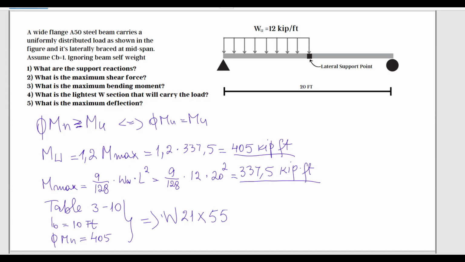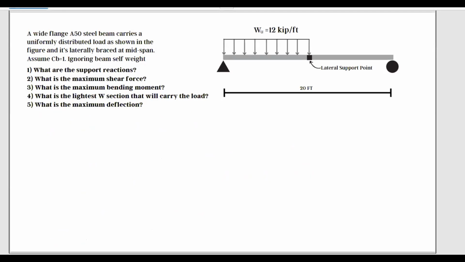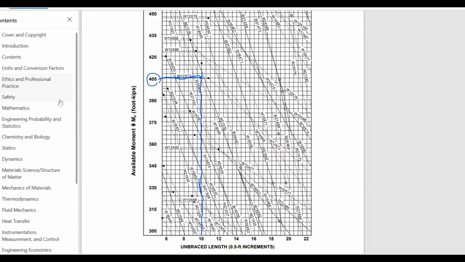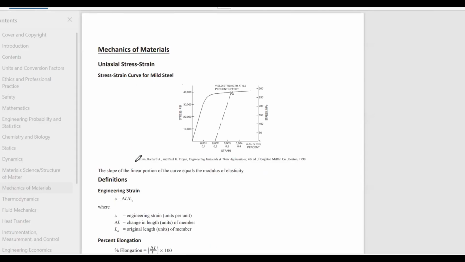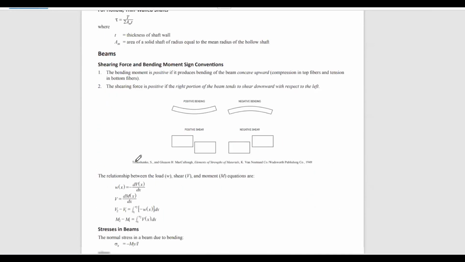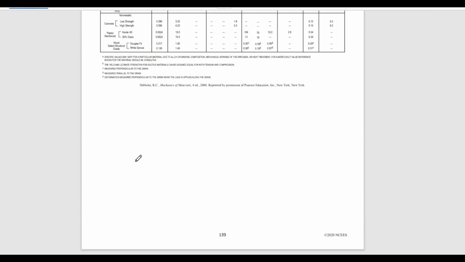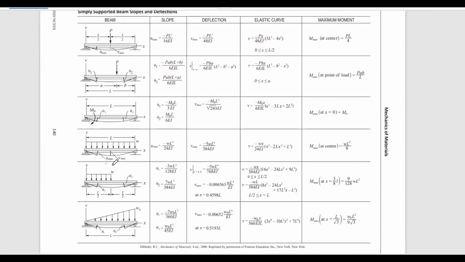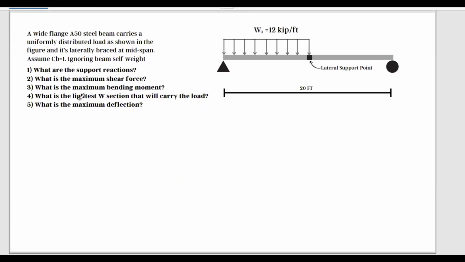Next question, what is the maximum deflection? We're going to go to a brand new page, and for maximum deflection, I'm going to go back to the table at the end of mechanics of materials. This is the beam that I have loaded with a uniform load only halfway. And over here, you're given the deflection. Let's pay attention here. We're given the deflection at half span, it's this value here.